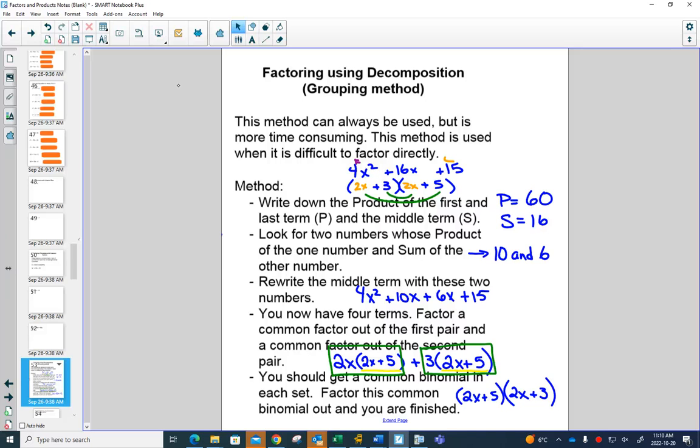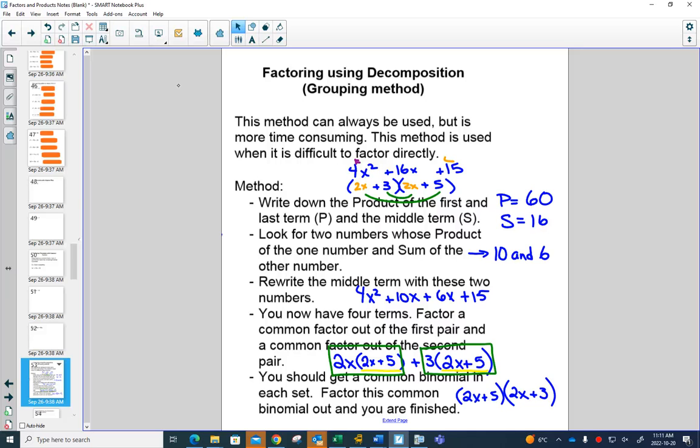So you could have tried, if the sum was 17, what would the two numbers be? 12 and 5. That's a good one. Right? 12 times 5 is 60. But our number is 16, so you'd be like, 12 and 5 doesn't work, but 10 and 6 does. Once you've found those two numbers, you rewrite the original equation, but instead of writing the 16, you break it up to 10x and 6x.